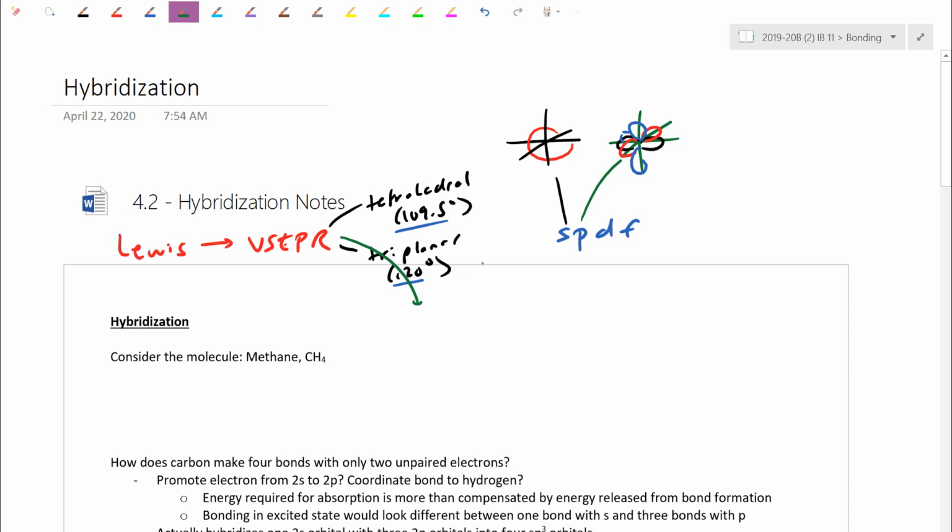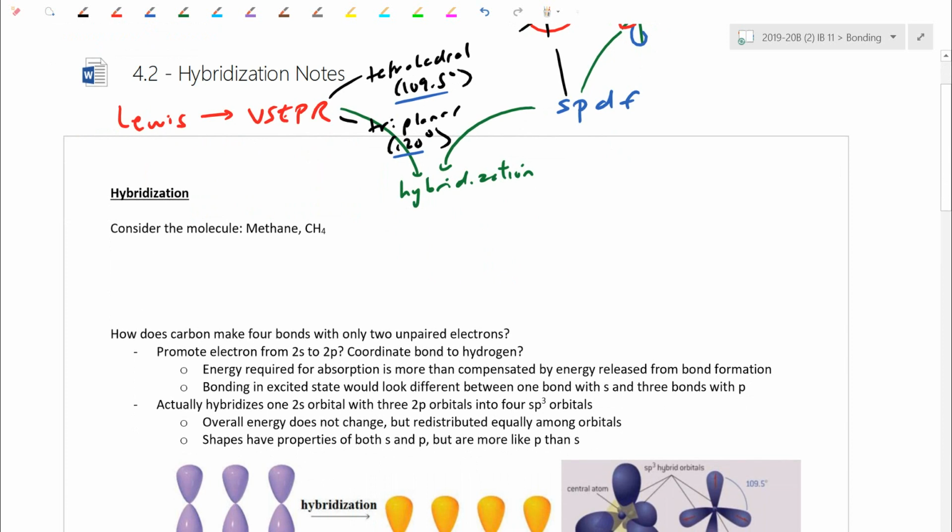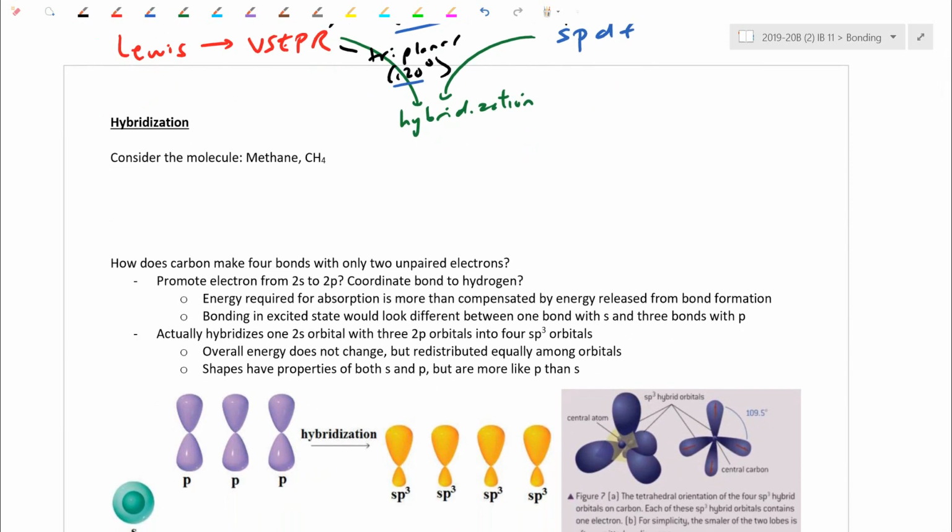So between VSEPR and SPDF, the thing that's going to bring them together is our theory on hybridization. And then we're going to step through in this lesson what this hybridization is, see how it fixes our problem, as well as make some new predictions. So we're going to start off here just looking at hybridization. Our first example is the molecule methane.